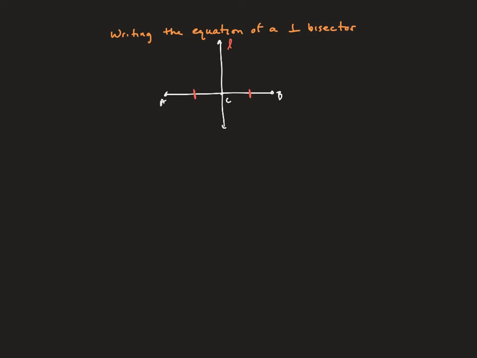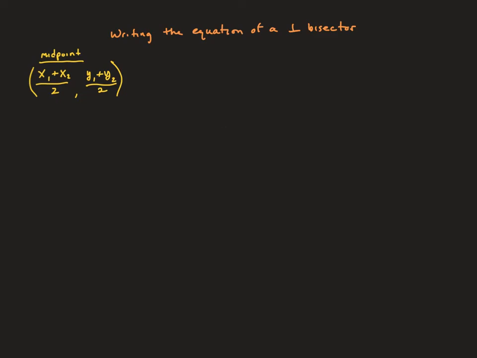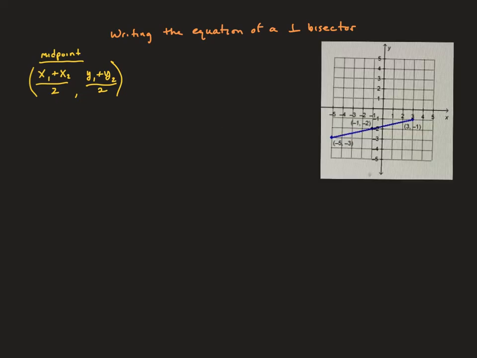And in order to calculate the midpoint, you need to make sure you remember the formula. So remember that your midpoint is going to be your x values added together divided by 2, and then your y is going to be your y values added together divided by 2. And as we look at that, we'll go ahead and do a little example here. So we want to write the equation of the perpendicular bisector of the given line segment.